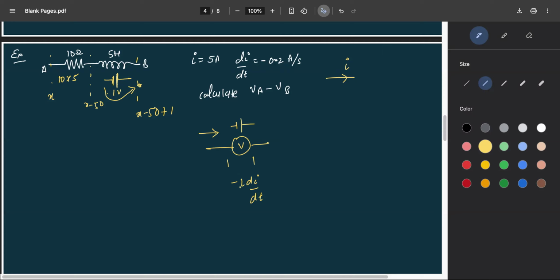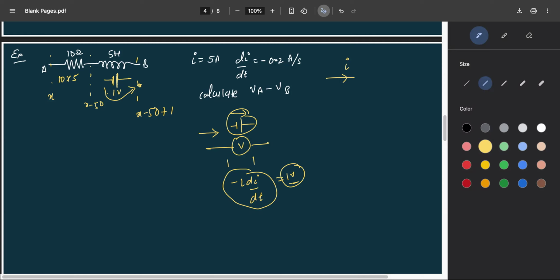So in this problem, whatever the answer for L, what did you get? 1 volt. It means you assumed the direction to be this and you have got positive. It means this is the battery direction. Is that clear? Kirtan, is this part clear?